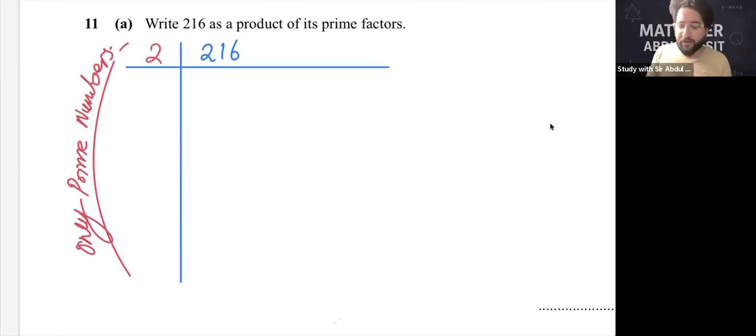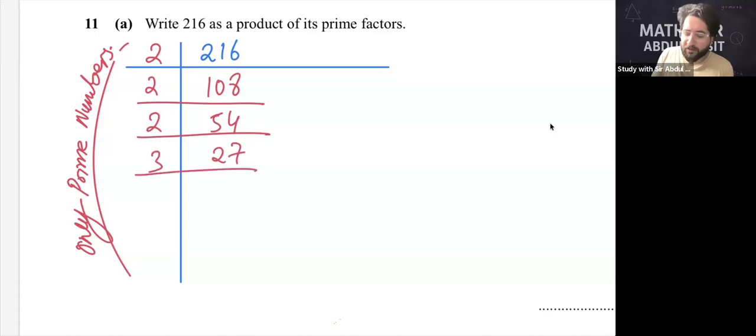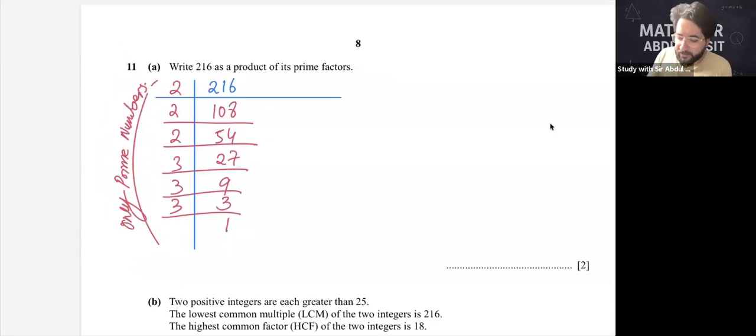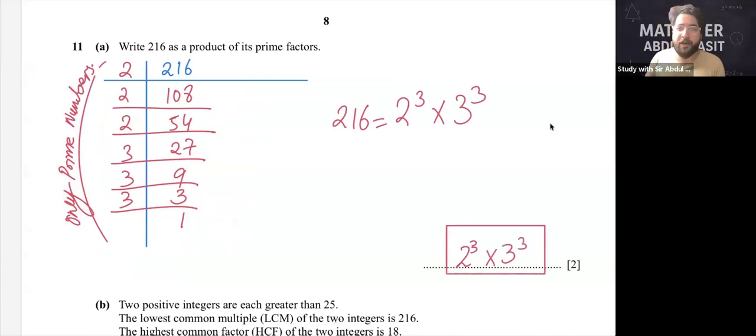So half of 216 is 108, half of 108 is 54. I know that 54 is also a multiple of table 2, but also a multiple of table 3 as well, because 5 plus 4 is 9. Okay, let me take 2. So this is 27, 3 nines are 27, 3 threes are 9, and then 3 ones are 3. Okay, wait a minute. 216 can be written as 2 cube times 3 cube. Okay, so guys, one more thing. I can see that 2 cube and 3 cube are cube numbers. Why? Because the powers are multiples of 3. Do you agree with me or not? Yes or no?